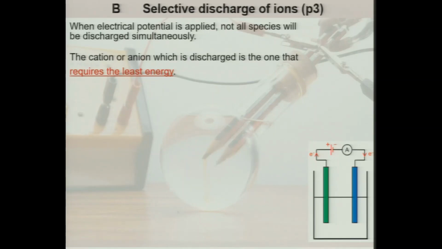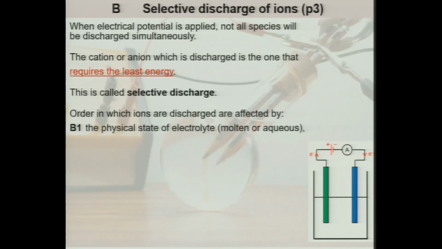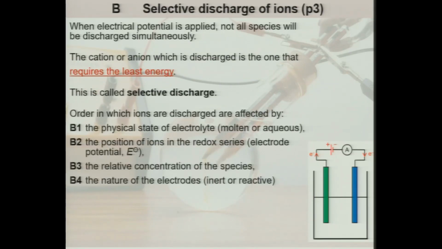Because a battery drives the reaction, you need to supply electrical energy. So the most likely one to happen is probably the one that requires the least energy. And that's why we call this selective discharge. There are 4 things you need to consider before you can decide what's going to happen.